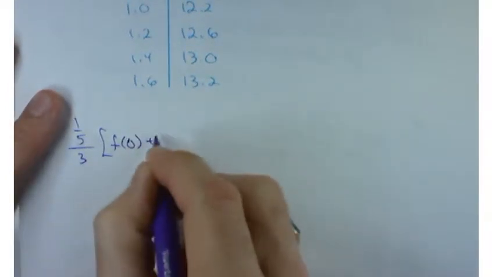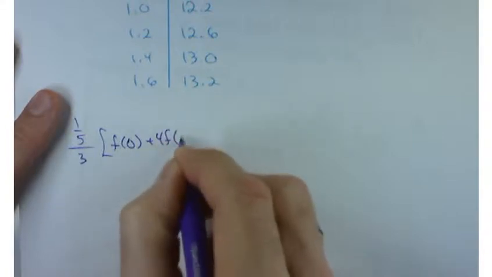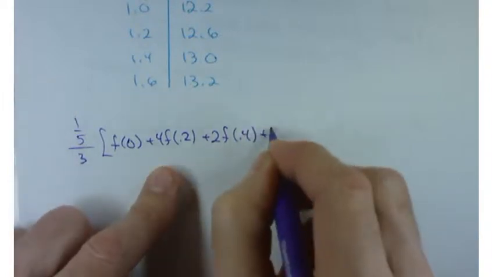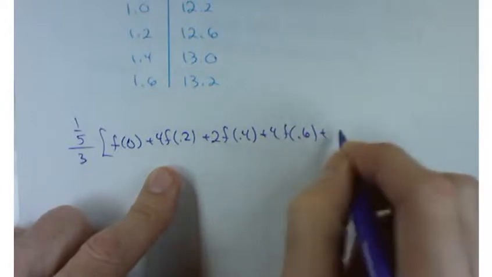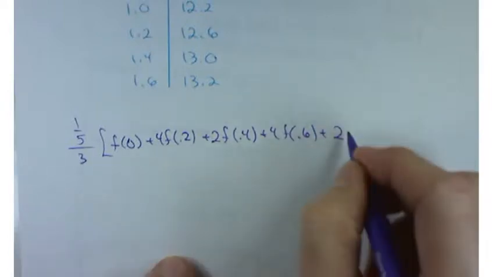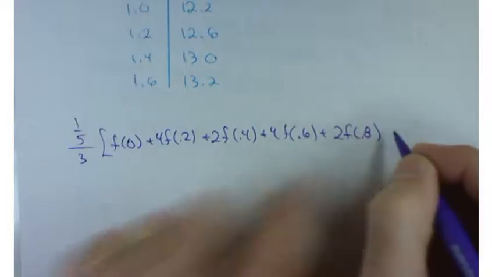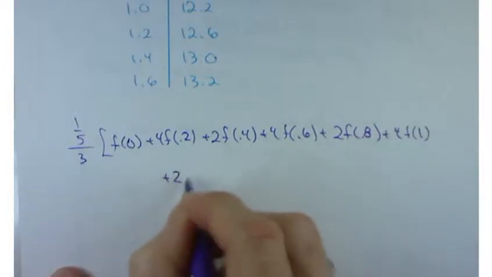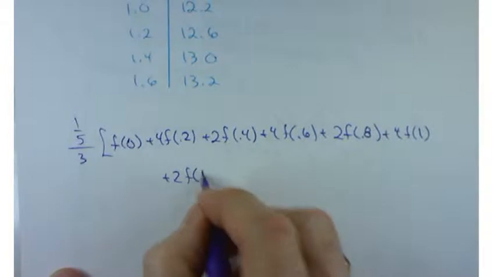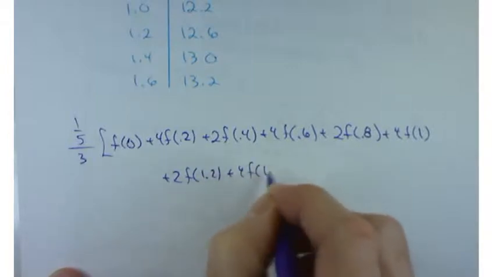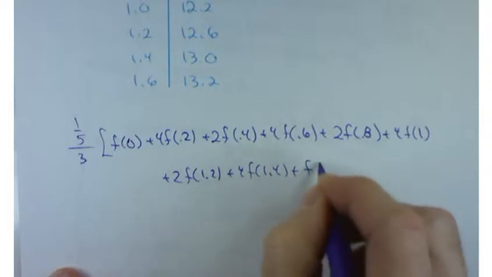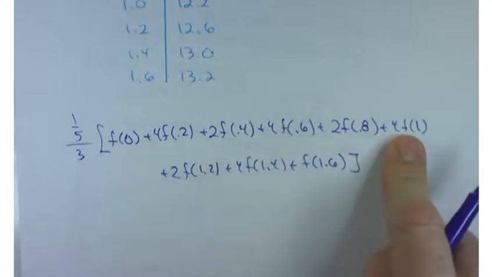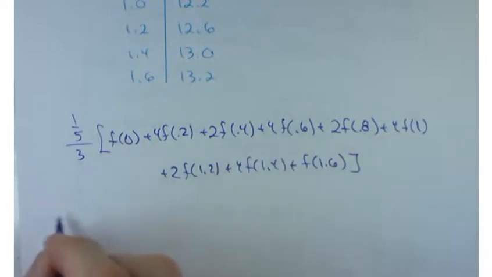f of 0 plus 4 times f of 0.2 plus 2 times f of 0.4 plus 4 times f of 0.6 plus 2 times f of 0.8 plus 4 times f of 1 plus 2 times f of 1.2 plus 4 times f of 1.4 plus f of 1.6. Now you don't have to write down this step. I'm just writing it down so you can see where all these values are going to come from.